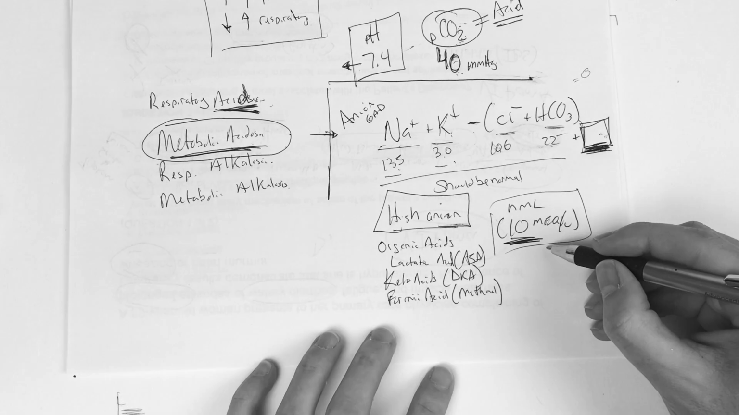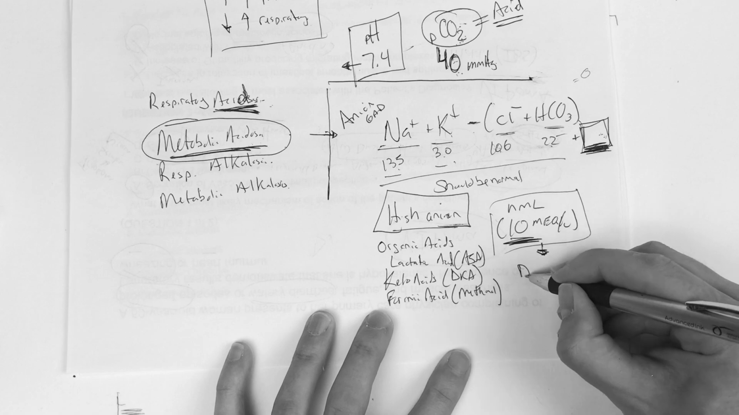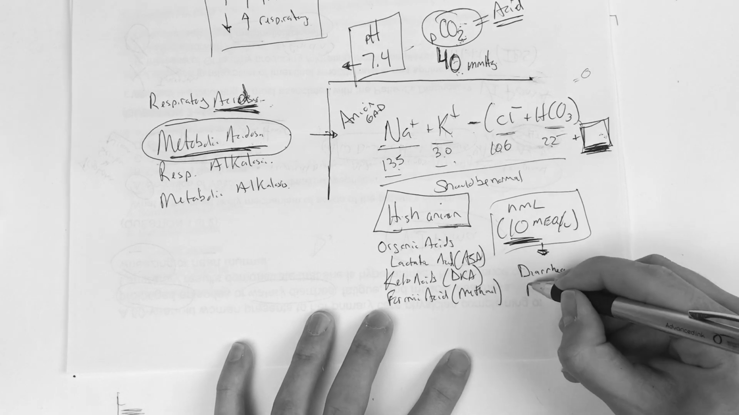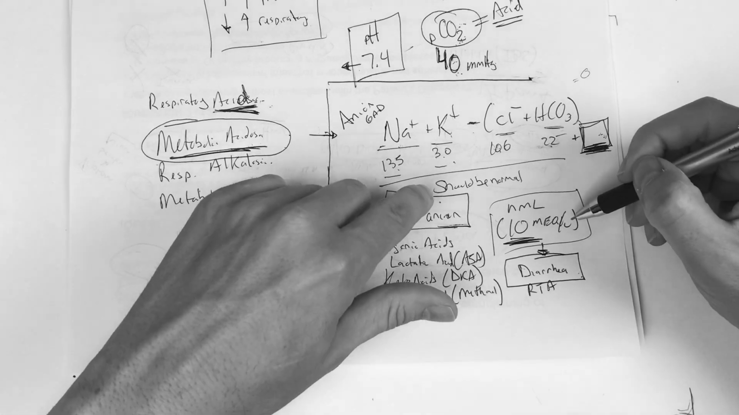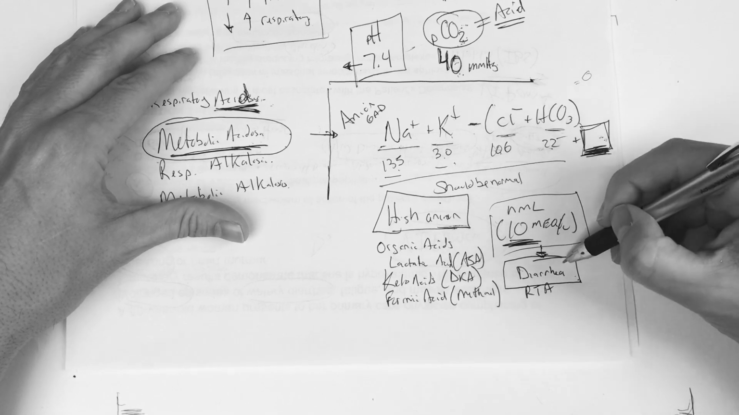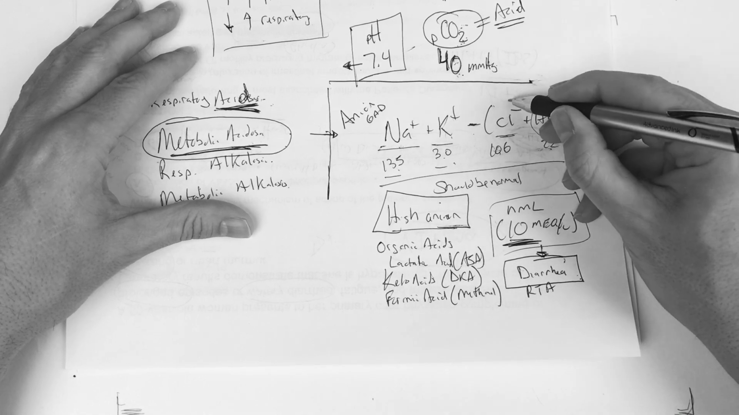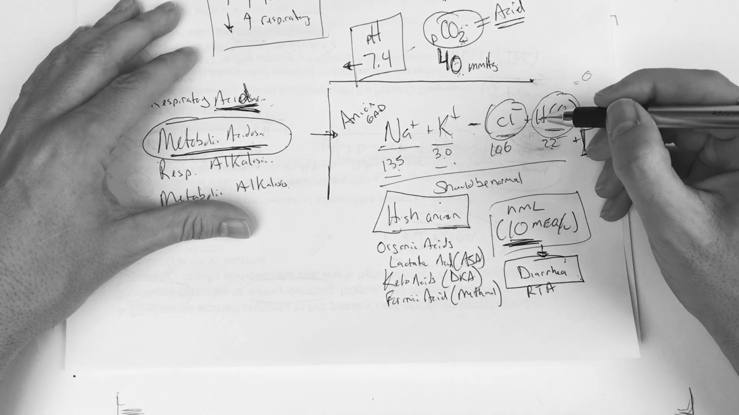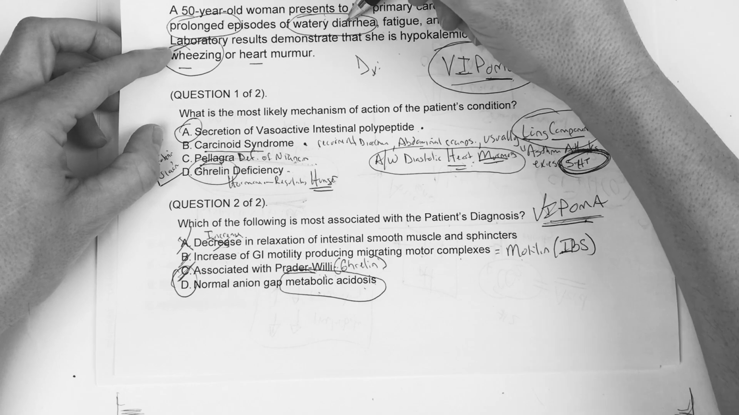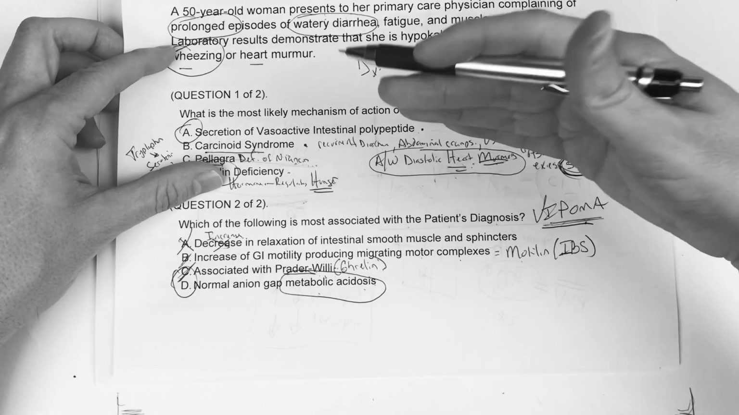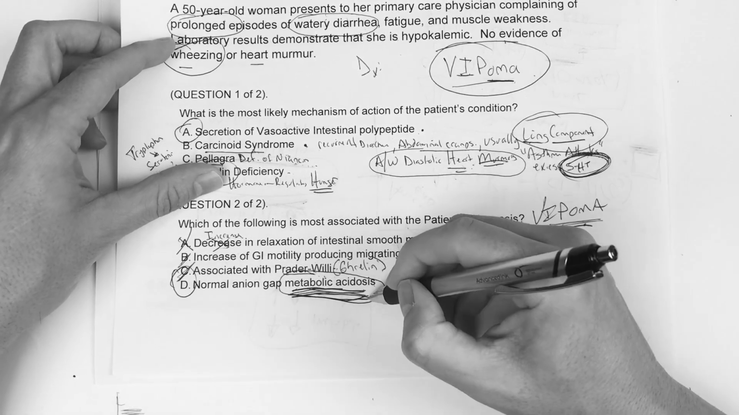If it's a normal anion gap, and this is your big take-home point, you're thinking diarrhea or renal tubular acidosis. But in this situation, think diarrhea, right? Because what's really happening in diarrhea? You're losing bicarb, but what happens? The body makes up for it by giving more chloride. And what happened in the VIPoma? It's just a watery diarrhea. So what's going to happen? It's going to be a metabolic acidosis, because it's diarrhea, and it's a normal anion gap.